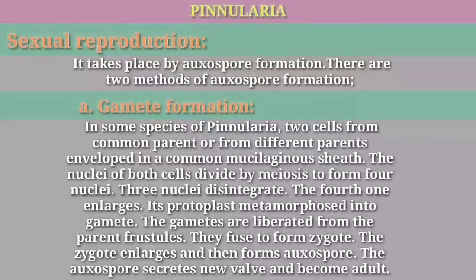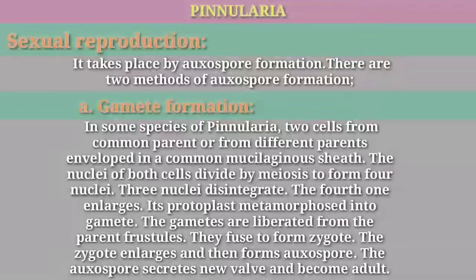A. Gamete formation. In some species of Pinnularia, two cells from a common parent or from different parents are enveloped in a common mucilaginous sheath. The nuclei of both cells divide by meiosis to form four nuclei. Three nuclei disintegrate. The fourth one enlarges. Its protoplast metamorphoses into a gamete.